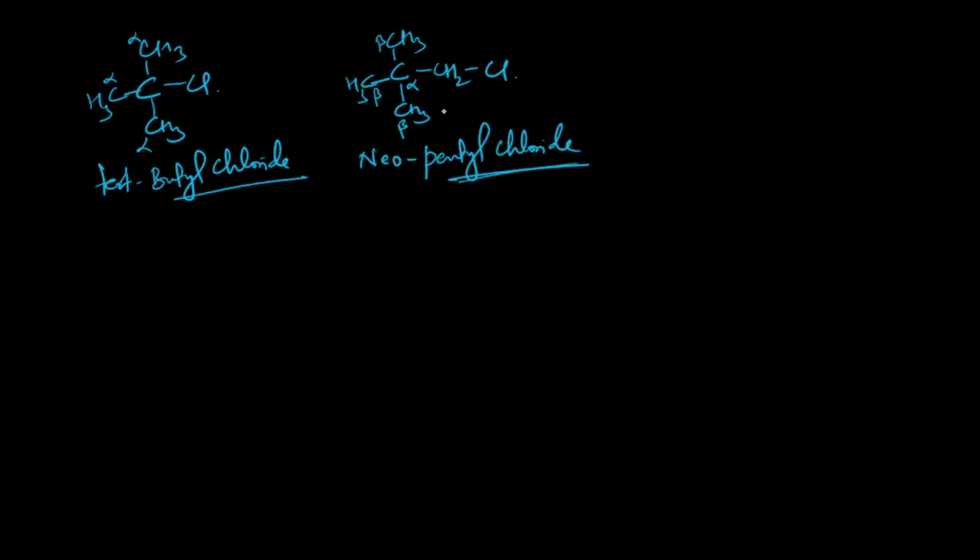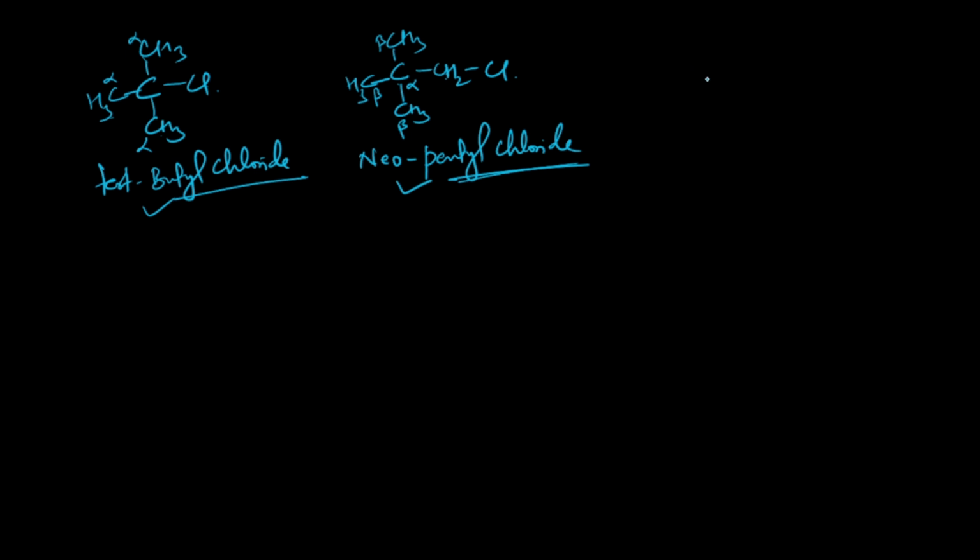Why will the pentyl come? 1, 2, 3, 4, 5, 5 carbons are there, so pentyl. But the IUPAC name is very easy for this also. For this, what will be the IUPAC name? 1, 2, 3. It will be 2 chloro 2 methyl propane. Here, what will be the name? 1, 2, 3. Here it will be 1 chloro 2, 2 dimethyl propane. So these are the IUPAC names, which are very easy.